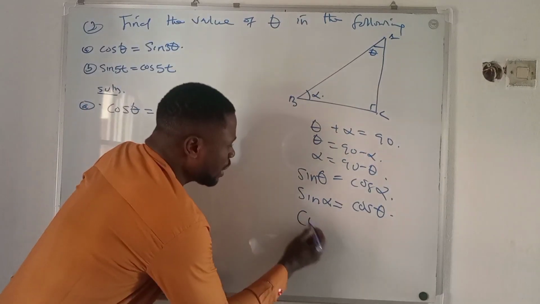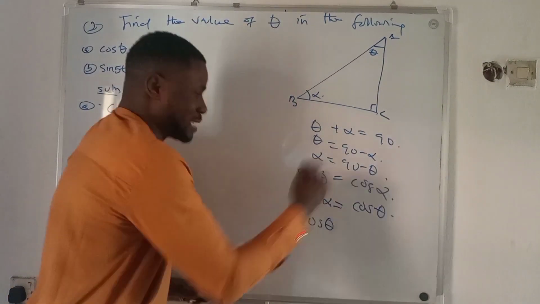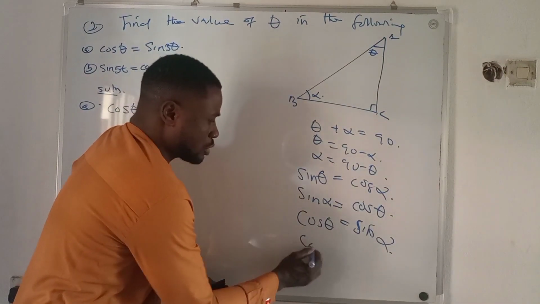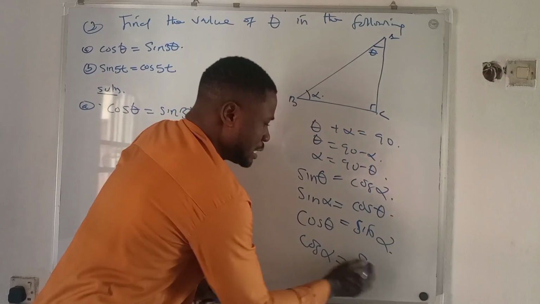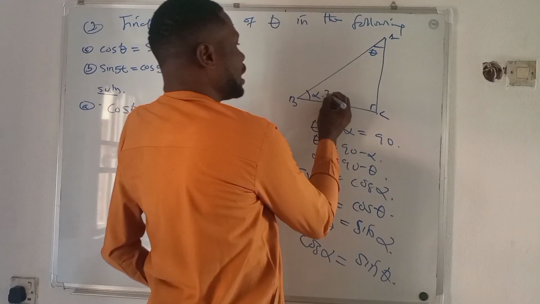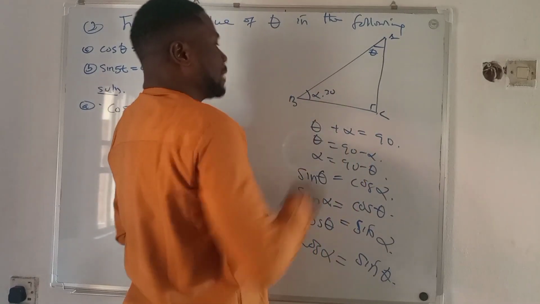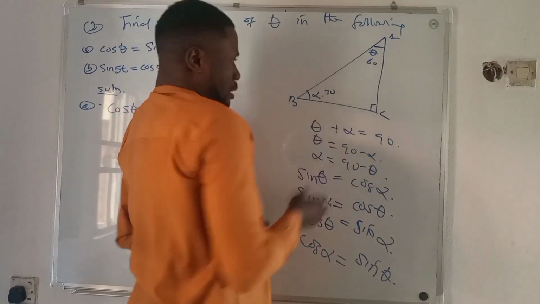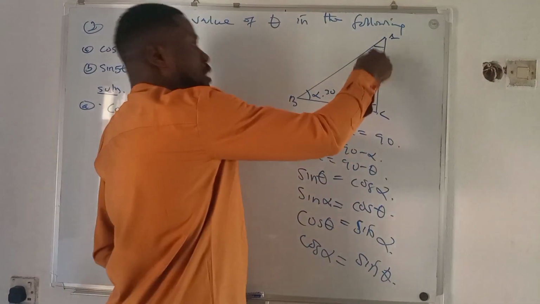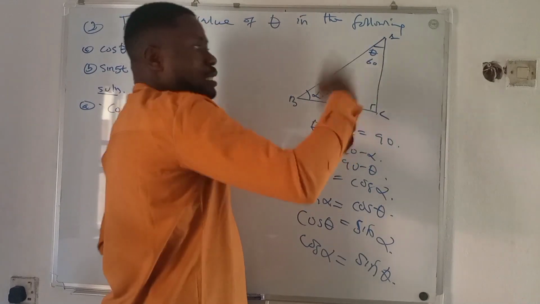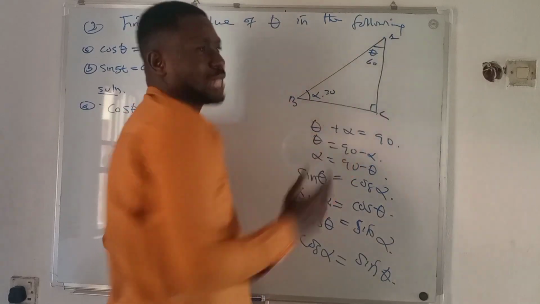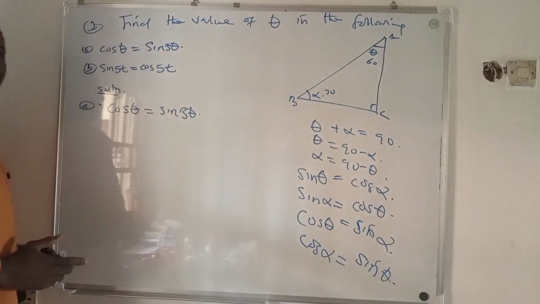Therefore, cos theta will be the same as sine alpha. Cos alpha will be the same thing as sine theta. So, for example, we say here is 30, and the complement of 30 will be 60. We are saying that sin 30 will be equal to cos 60. We are saying that cos 30 will be the same thing as sin 60. That's what we are saying. So you have to apply that here.